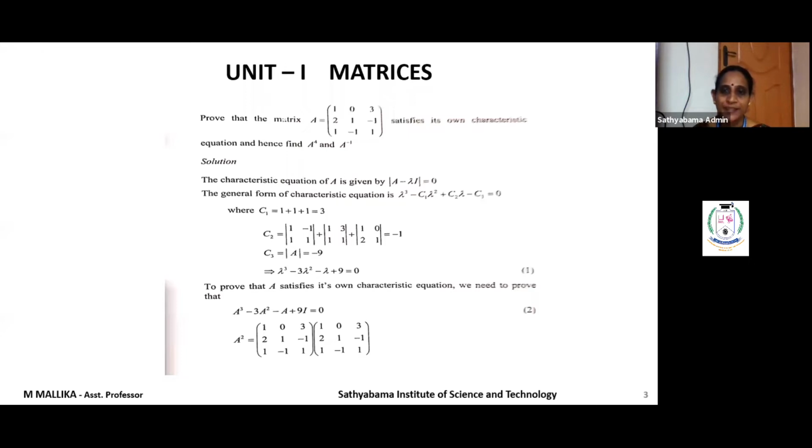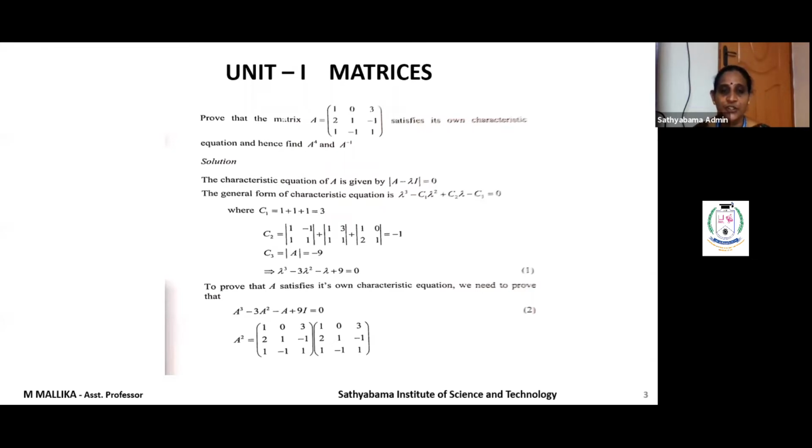A square is nothing but matrix A into matrix A. So it is written matrix A is 1, 0, 3, 2, 1, minus 1, 1, minus 1 into 1, 0, 3, 2, 1, minus 1, 1, minus 1. So how will you multiply the two matrices? The process of multiplication: when you multiply two matrices, for the first row, first column element, I have to multiply the first row of the first matrix with the first column of the second matrix.